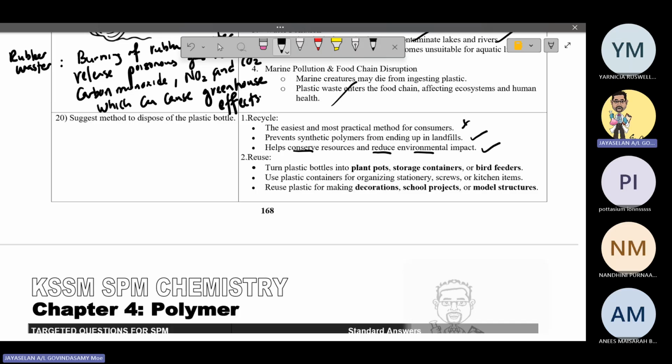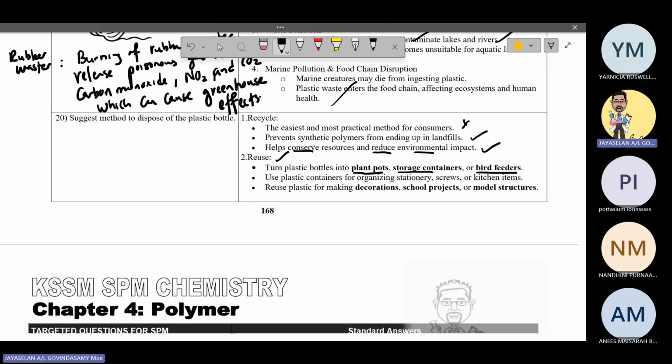Any question? Reuse, you have to give a suggestion. How to give a suggestion? Reuse, say they show a bottle. How to reuse? So you already put reuse, you guys already score 1 mark. So you would turn the plastic bottle into a plant pot, storage container, bird feeder. Give a suggestion, and you already score 1 mark.